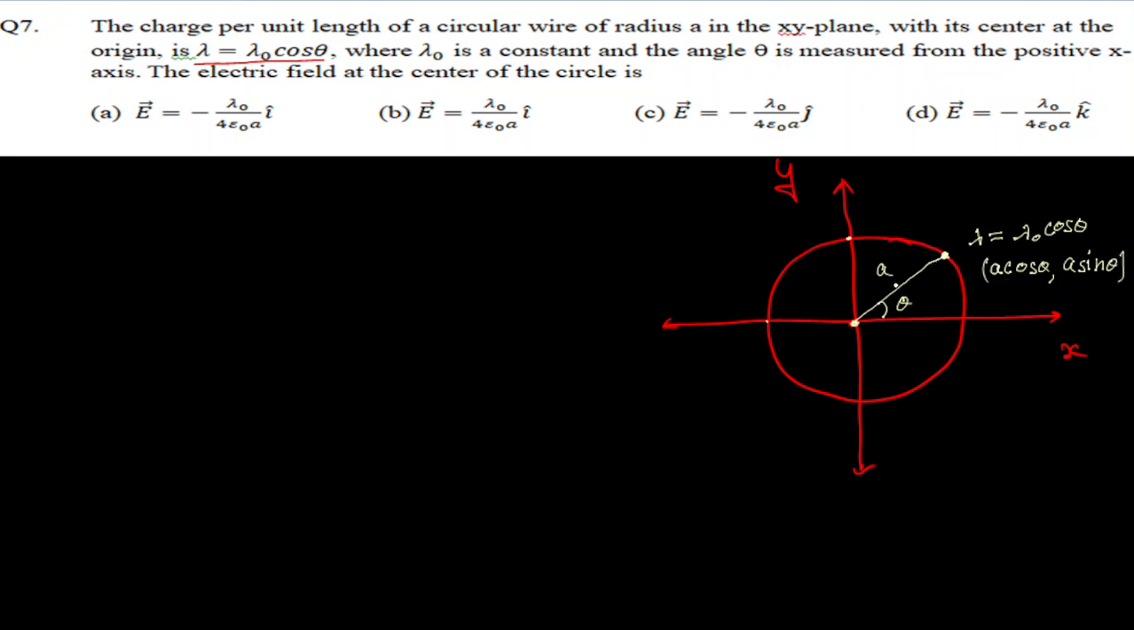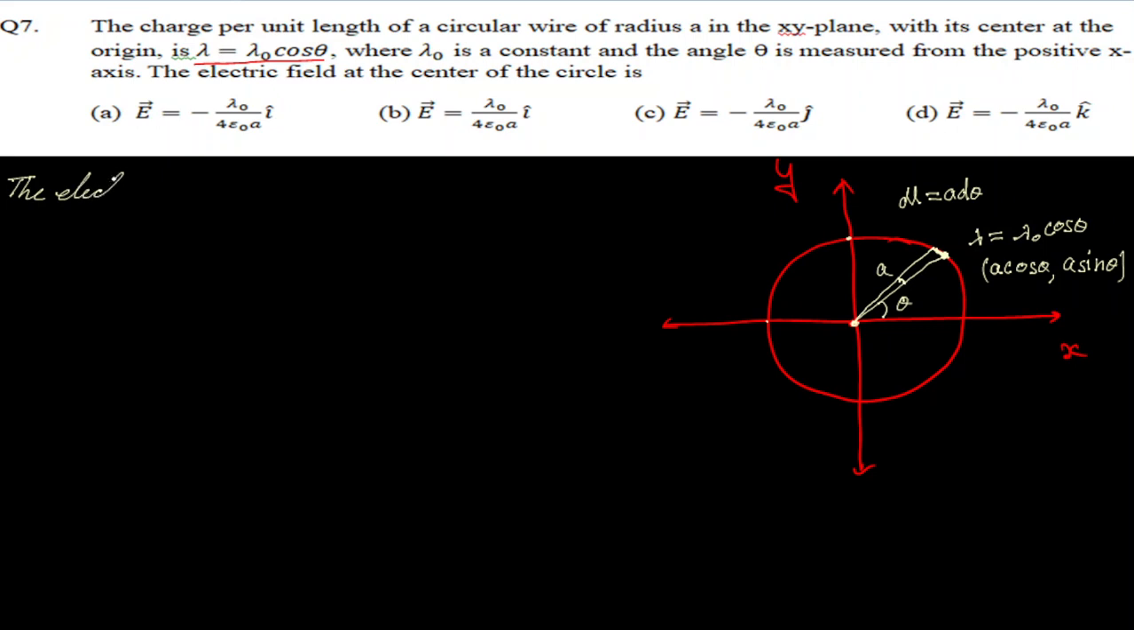Then we have to consider an elementary length. For that we have to increase the value of theta. When you increase theta, an elementary length is generated at this position on the periphery of the circle. This elementary length is a d theta. We know per unit length lambda is lambda naught cos theta. So what will be the electric field at the origin, or at the center of the circle, because of this elementary length?